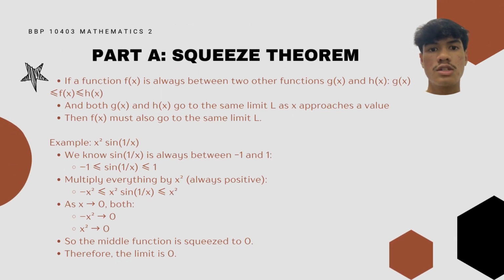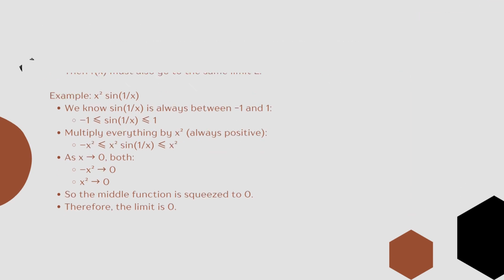Part A. Squeeze theorem. The squeeze theorem says that if a function is trapped between two other functions that both go to the same limit, then it must also go to that limit. For example, with x squared sine of 1 over x, we use the fact that -1 is less than sine of 1 over x, which is less than 1. Multiplying by x squared, we get minus x squared less than x squared sine of 1 over x, less than x squared. As x goes to 0, both minus x squared and x squared go to 0, so the middle function is squeezed to 0.